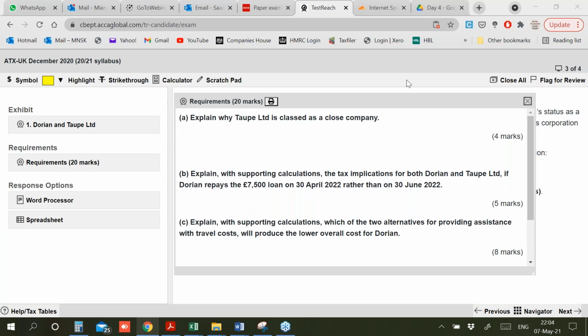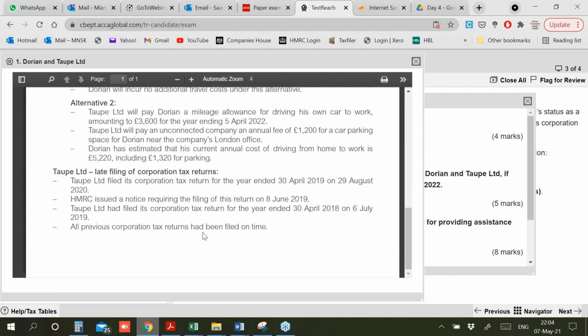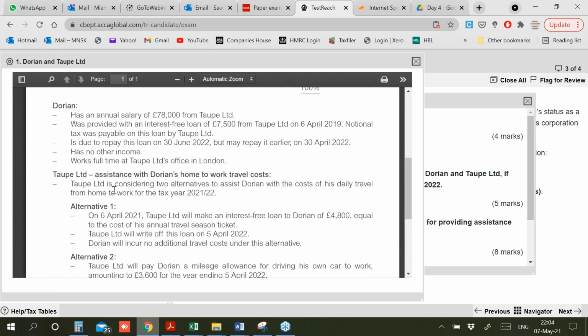Okay, guys. Now let's move on. And the last part is I have to tell you about two alternatives for which the travel cost will produce lower cost for Dorian. So let's read about those alternatives. T Limited assistance with D's home to work travel cost.